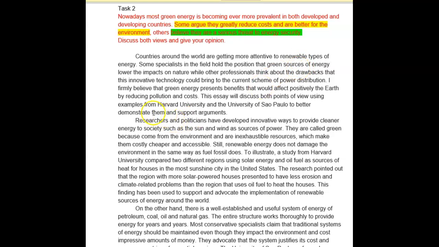Let's see. Now, I didn't really like this "them" because it wasn't entirely clear what it referred to. You had points, you had examples, you had two universities here. So when you say "to demonstrate them," it's not entirely clear which of the plurals in that sentence the "them" is referring to. So be careful with this kind of thing.